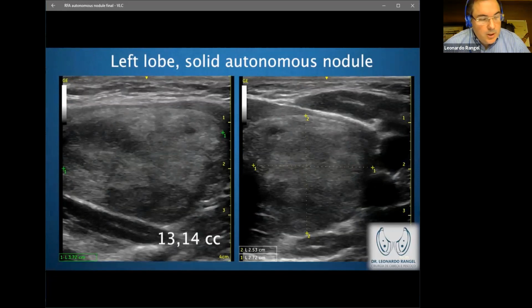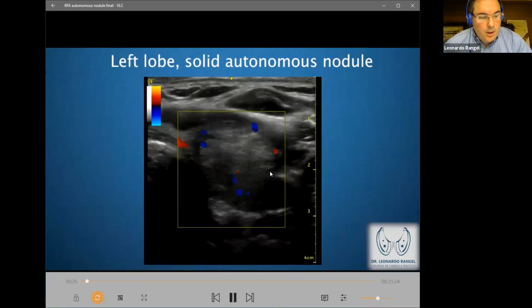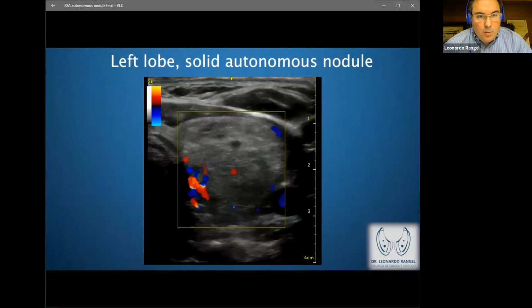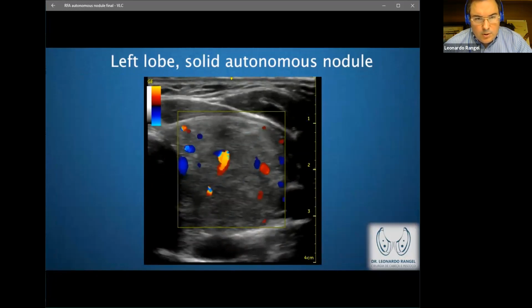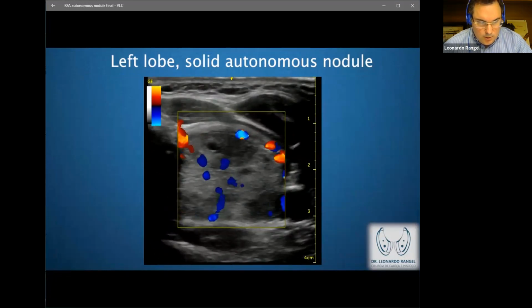So today I'm going to present a left lobe solid autonomous nodule with initial 13 cc of volume. Here, this is a completely solid nodule. So we can see it occupies almost all the left lobe of the patient. It is fairly vascularized, as we see here in the Doppler. The vascularization is not the highest, but we definitely see some vascularization inside the nodule.